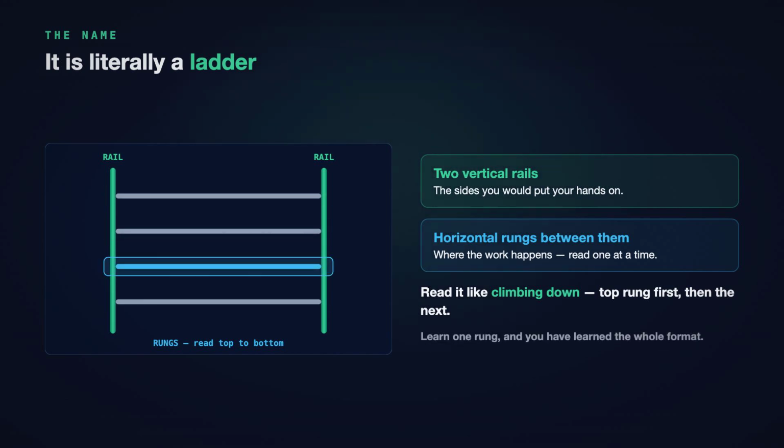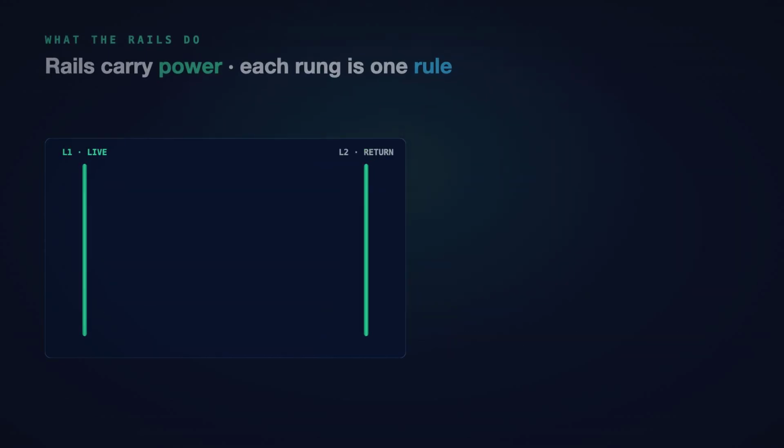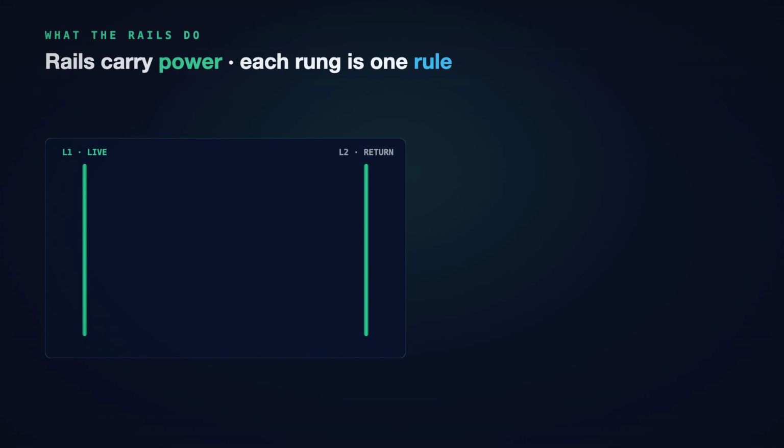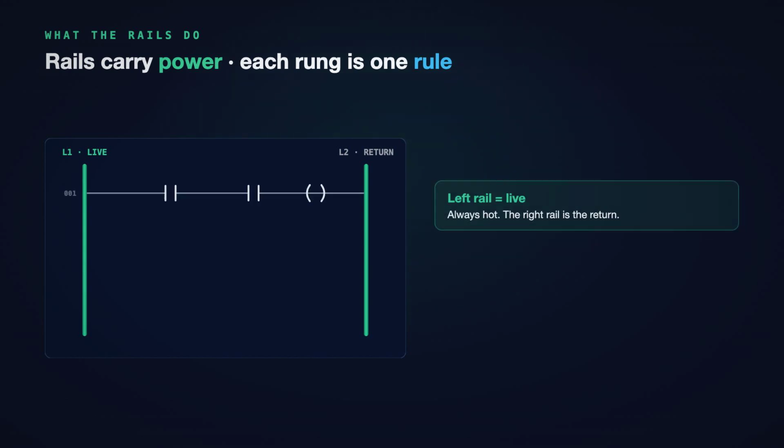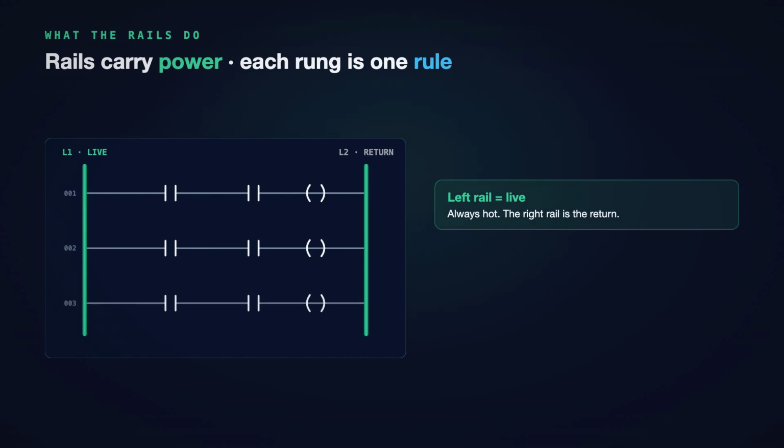Now, what are the rails actually for? Power. The left rail is the live side. Think of it as always hot, always ready to push current. The right rail is the return, the neutral, the way back. In the old days, these were called L1 and L2, and they were real live wires.